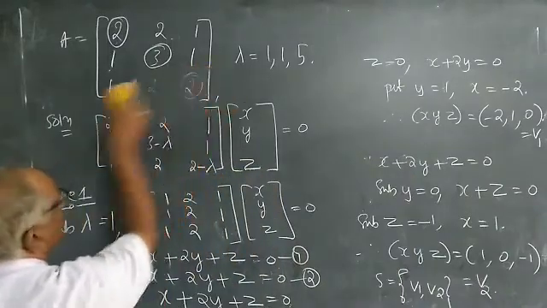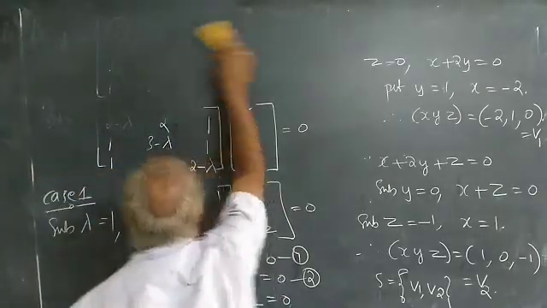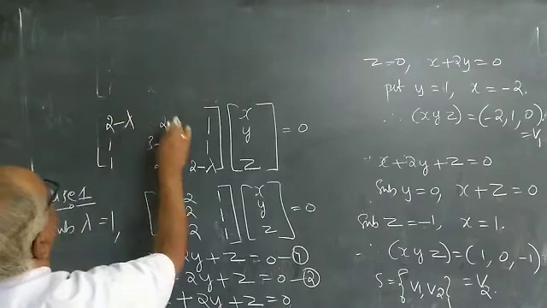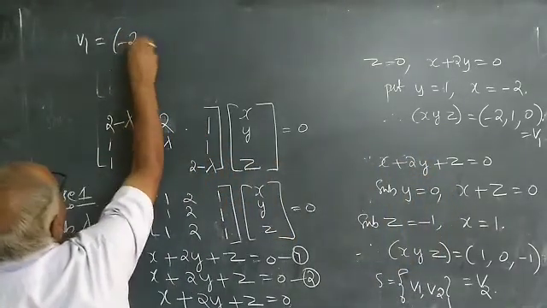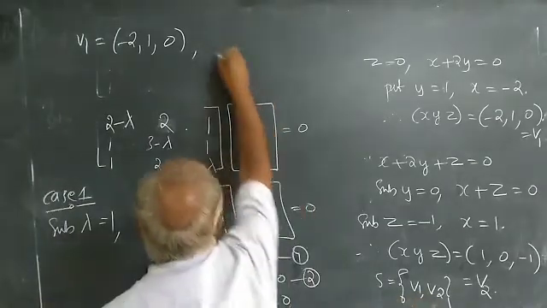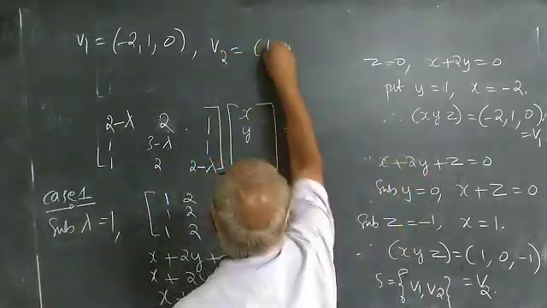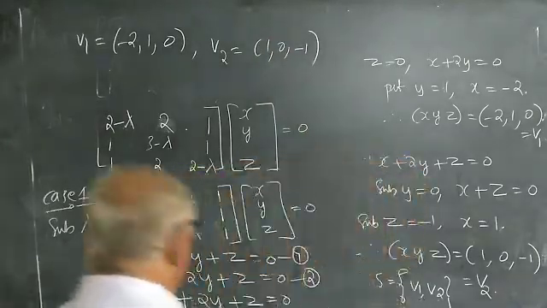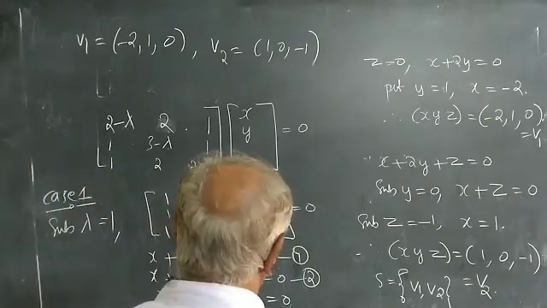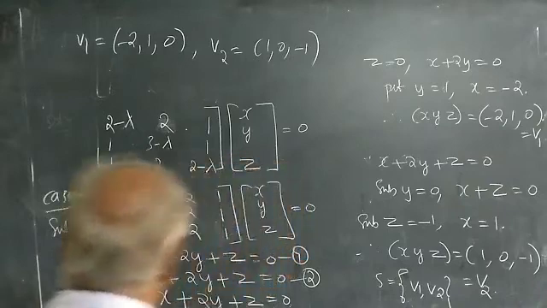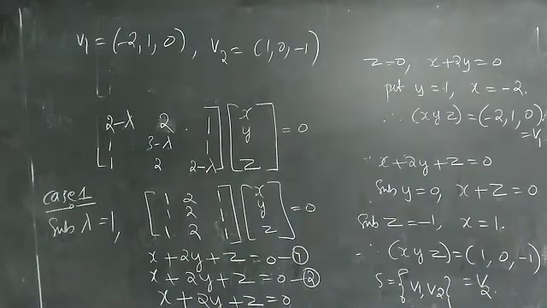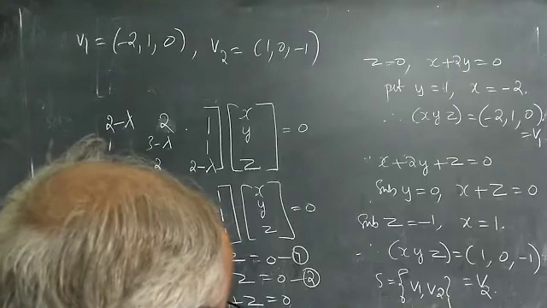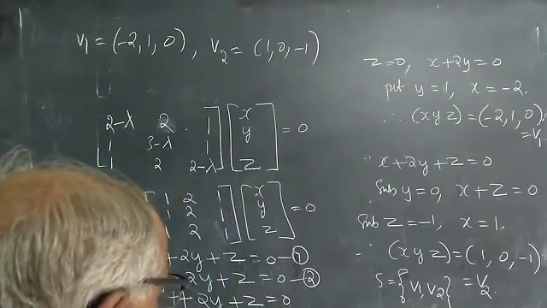So I shall write here v1 and v2. v1 I got to be (minus 2, 1, 0). v2 I got to be (1, 0, minus 1). Now, I have to find v3. V1, v2 correspond to the first eigenvalue lambda is equal to 1. Now, let us take the other eigenvalue. What is the other eigenvalue given? The eigenvalues are 1, 1, 5. For lambda is equal to 1 we have already found.